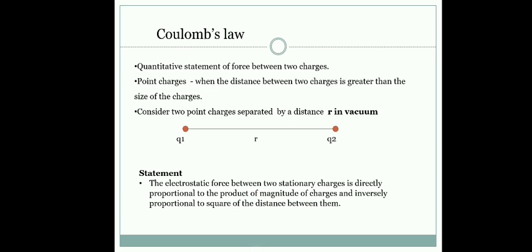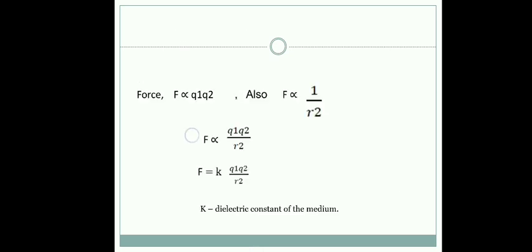So how can we express this statement mathematically? It's very important to know the mathematical expression for Coulomb's law. So next, let's see it. In the statement, it was written that force is directly proportional to the product of charges. Q1 is one charge, Q2 is another charge. Their product is Q1 into Q2. The force is directly proportional to the product of the charges.